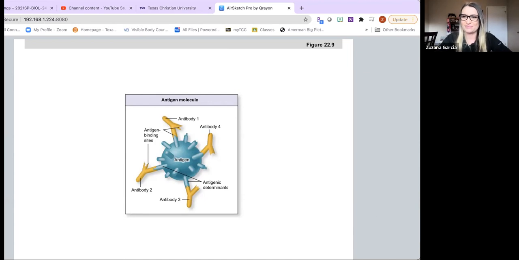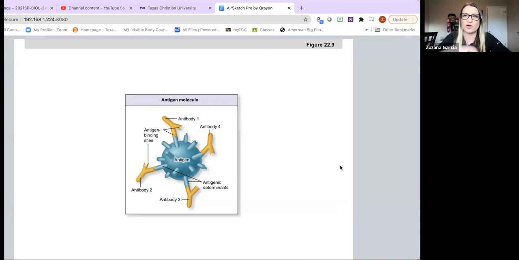So it takes several days. It's not as quick as your first line of defense or your second line of defense, because the first and second line of defense will ultimately aid in activation of this adaptive immunity. I've already mentioned that we have cell-mediated immunity and humoral immunity. So just remember, cell-mediated is T lymphocytes, and humoral immunity is your B lymphocytes producing antibodies. So it's really the antibodies that are involved there.